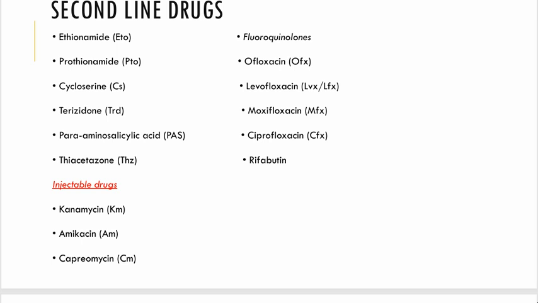Moving ahead to the second line drugs. Second line drugs include ethionamide, prothionamide, cycloserine, terizidone, para-aminosalicylic acid, and thiacetazone. Among injectable drugs we have kanamycin, amikacin, and capreomycin, and among fluoroquinolones we have ofloxacin, levofloxacin, moxifloxacin, ciprofloxacin, and rifabutin. So let's move ahead.